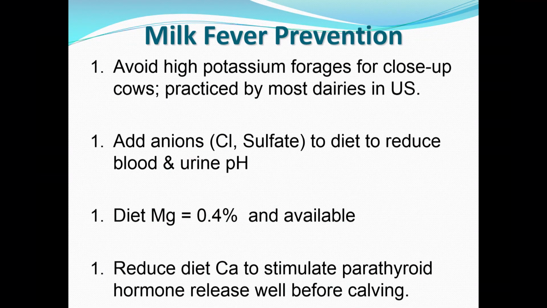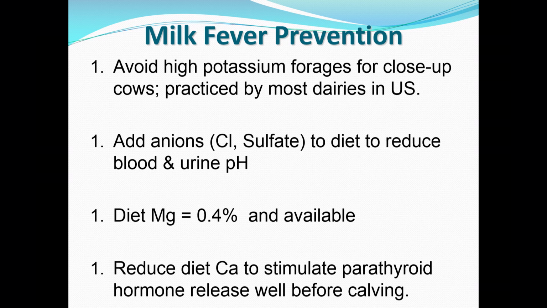So how do you prevent milk fever? Well, avoid these high potassium forages. Most dairies in the United States are familiar enough with this concept that they're really trying to keep potassium in the diet low. Adding anions to the diet to reduce the blood pH and urine pH. You'll see some work later that will look at this urine pH idea and the acidification. We can use that as a good way to monitor whether our diets are functioning. In most cases, urine pH reflects what's going on in the blood, and it's a lot cheaper test to run.